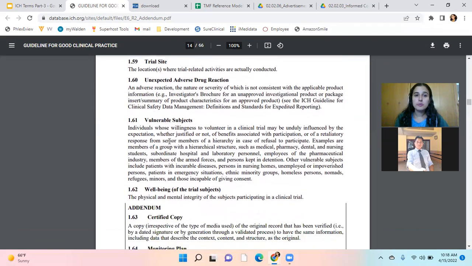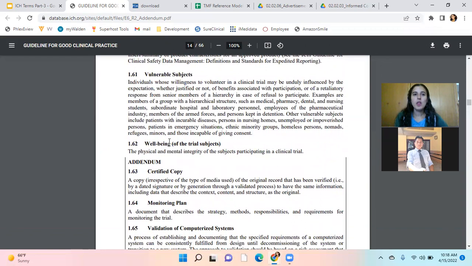All right, vulnerable subjects are individuals whose willingness to volunteer in a clinical trial may be unduly influenced by expectation. And so they might think they need to be in this trial, so you definitely want to watch out for this. Examples of members of the group.